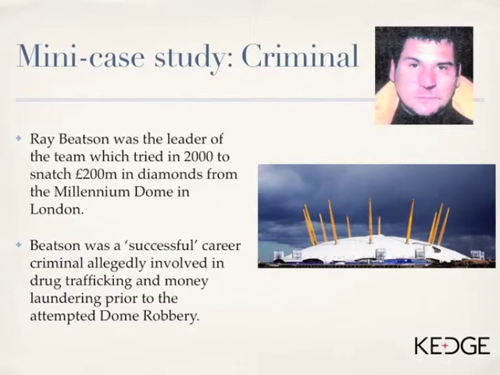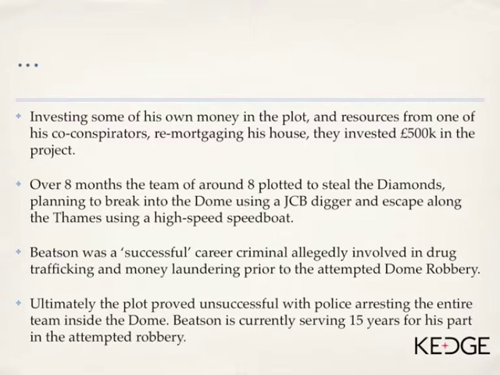Now, Beatson himself was a successful career criminal, and he was allegedly involved in drug trafficking and money laundering prior to the attempted dome robbery. So how did the robbery develop? Well, first of all, Beatson invested some of his own money in the plot, and one of his co-conspirators, i.e. another one of the team, remortgaged his house. And together they invested $500,000 in the project.